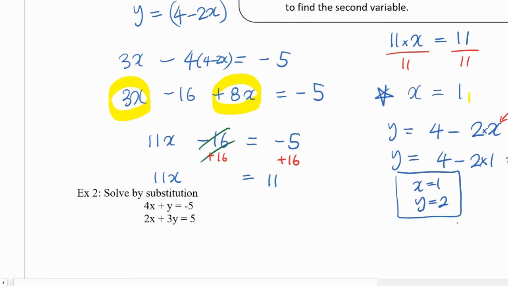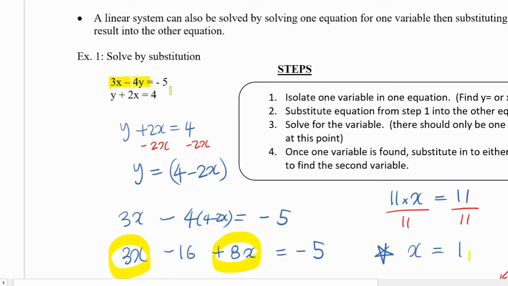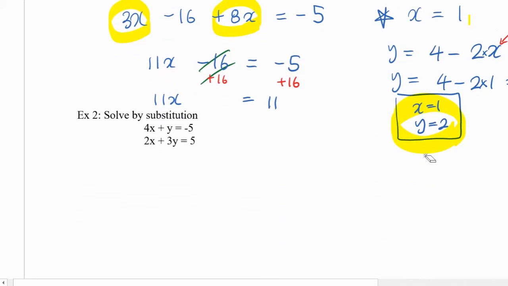So we can check the answer graphically, or you can also plug those two numbers into x and y and see if you get negative 5. Plug that in, see if you get positive 4. So there are multiple ways to check your answers, right? Okay, next question.